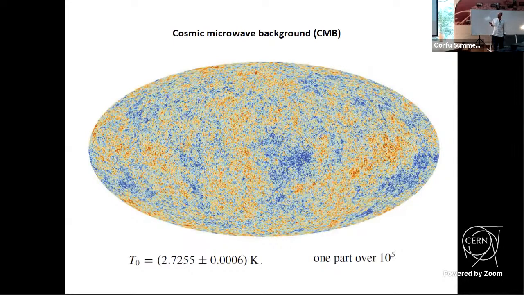So you see there are colder spots, warmer spots, but these fluctuations are very small, 1 part in 100,000. Okay. So why this number? Well, this is one of the open questions of the standard Big Bang model, which was eventually solved by inflation.